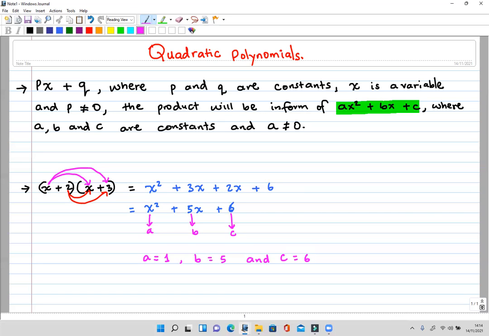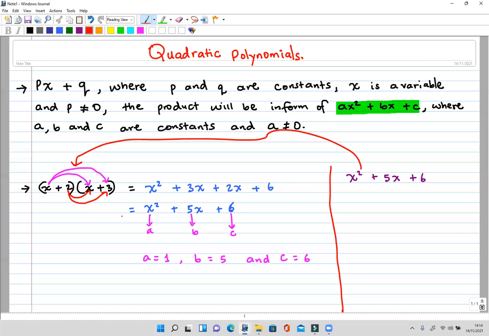Now, how can we factorize it? What do we mean here? If I have x squared plus 5x plus 6, how can I take it back to go to this? How can I make it go back to x plus 2 into x plus 3? So this is what we are going to be looking at today.